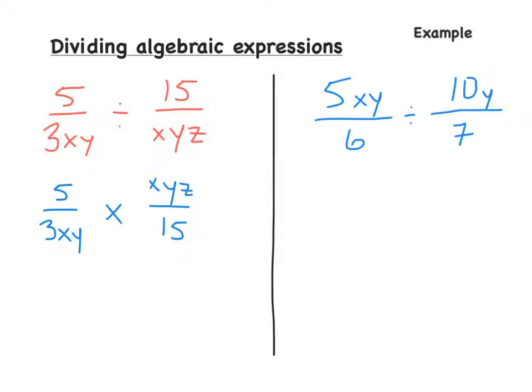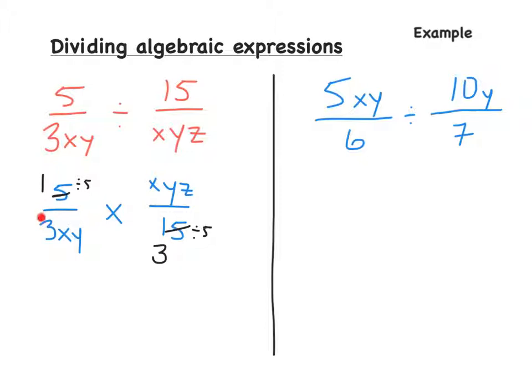Cross-simplifying is huge here. Let's look at the numbers first, because this is what we're used to working with. We have 5 and 15. It looks like the greatest common factor between the two is 5. So we can divide by 5 and divide by 5. 5 divided by 5 is 1. 15 divided by 5 is 3.